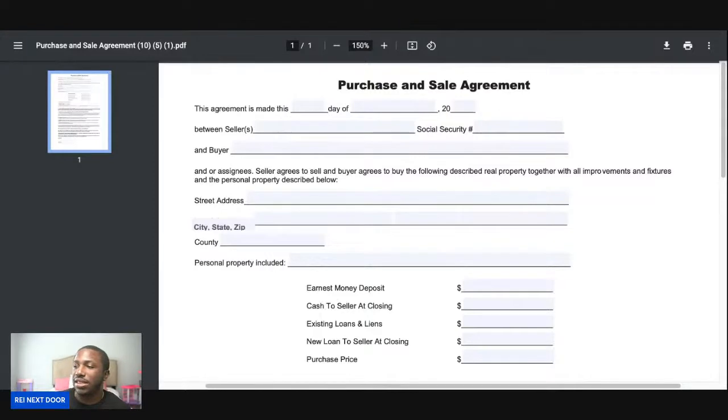And then existing loans or liens, I just put NA right there because the title company or the attorney's office is going to figure that out. New loans to seller at closing, NA. If it's something like that, the title company or the attorney's office is going to figure that part out, right?